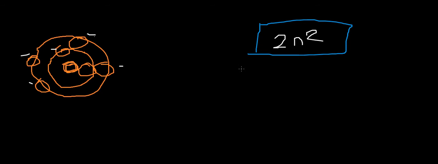So 2n square, where n stands for the orbit. If it's the first shell or the first orbit, then n will be equal to 1, and you can just insert this value and you will get the maximum amount of electrons that orbit can hold.